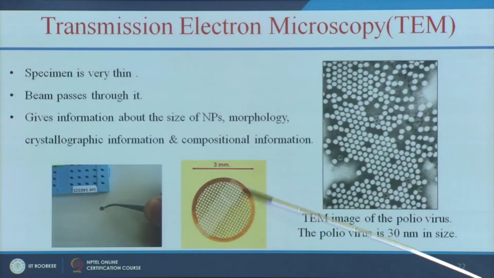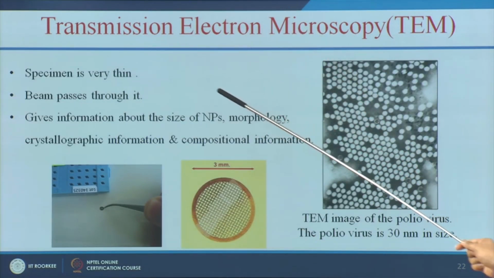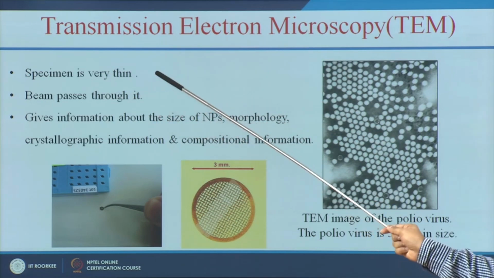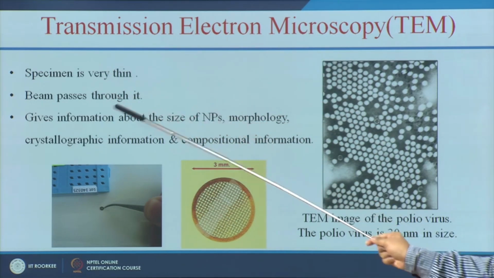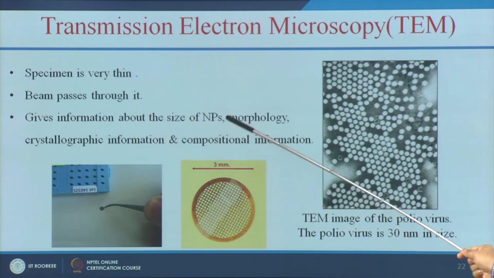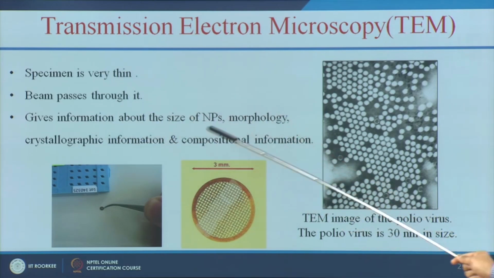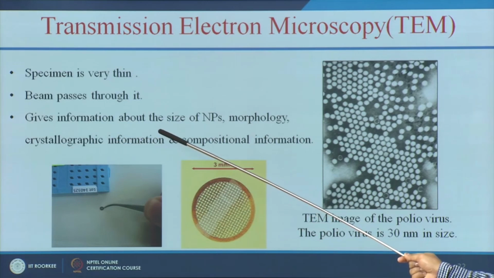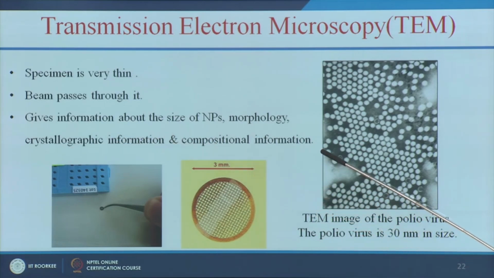And for the transmission electron microscope, you need a very thin specimen so that the beam can pass through it, and it can give information about the size of the nanoparticle, morphology, and also the crystallographic nature as well as compositional information.